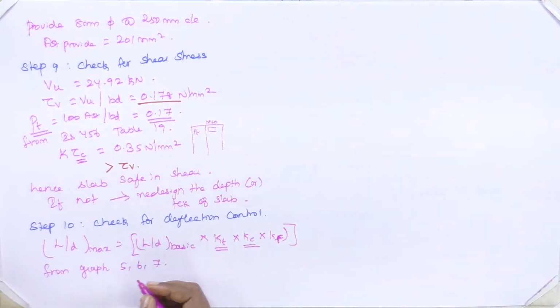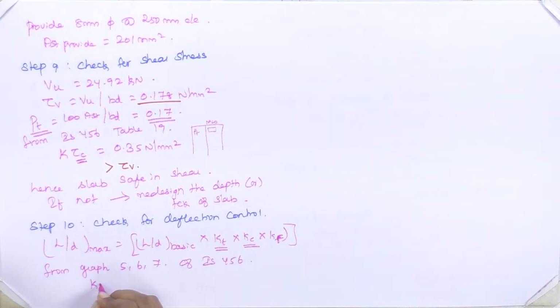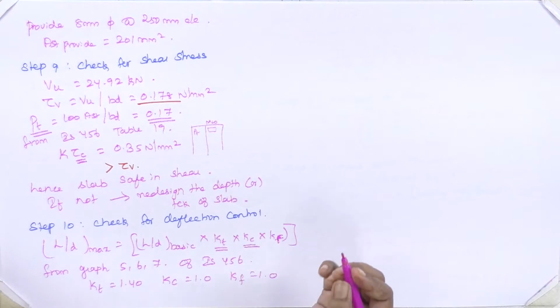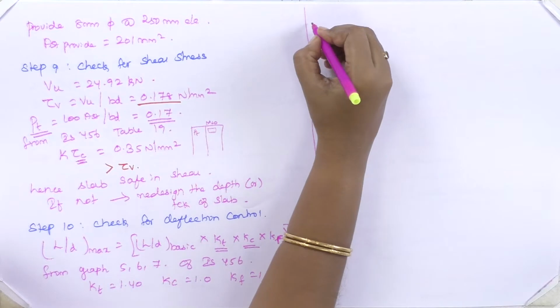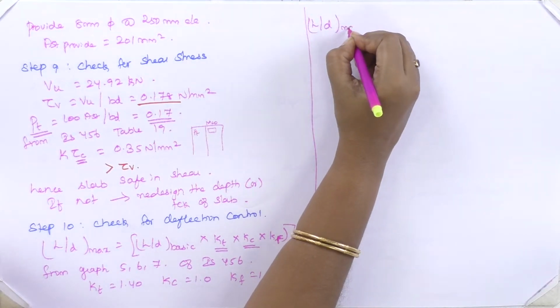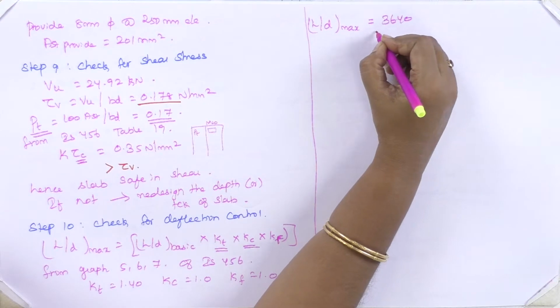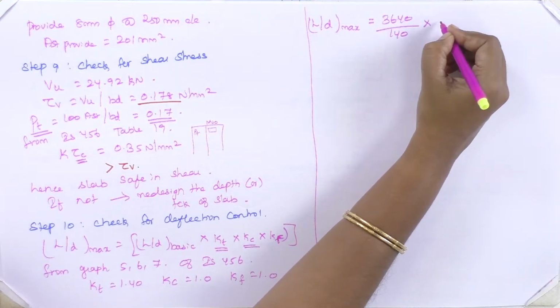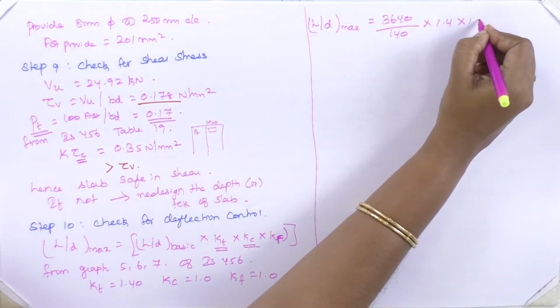From figures 5, 6, 7 of IS 456, I'll take KT is equal to 1.4, KC is equal to 1, KF is equal to 1. Okay. Now, L by D maximum is equal to 3640 divided by 140 into 1.4 into 1 into 1.